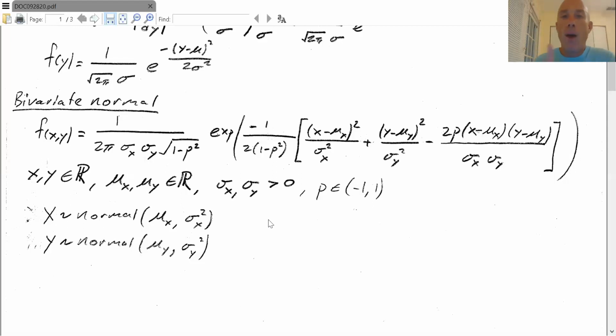Okay, so if I was to generate a whole bunch of random variables based off of this, and I look at just the x, just x, just x, and I drop the y's, I'll see that x will be normal with mu sub x as the mean and sigma sub x squared as the variance, and something similar for y. But here, if I looked at just this, I might think that I have independence, but I don't.